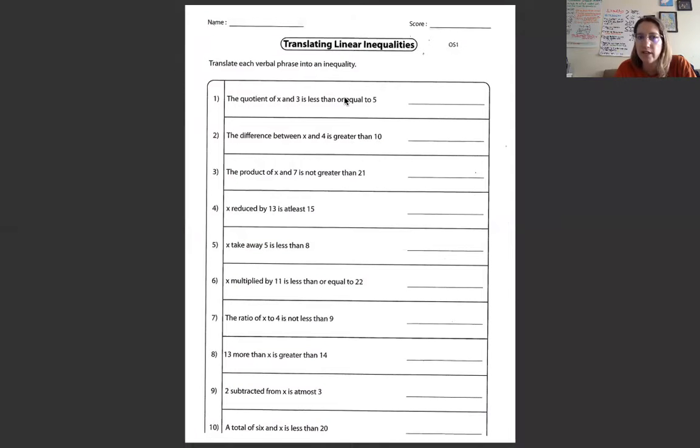All right, so we did the first one up here together. So the quotient of x and 3 is less than or equal to 5. So I'm going to go ahead and just write, we had x divided by 3 is less than or equal to 5. Okay, so that's what we got there for our answer.